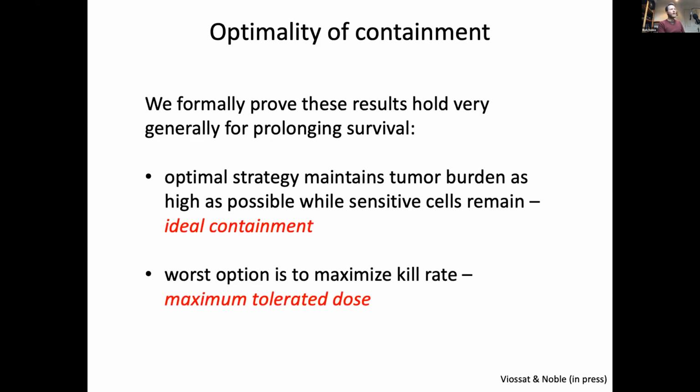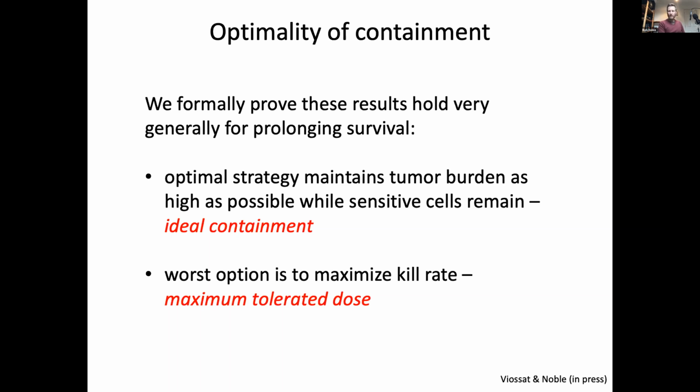So what we formally prove is that if you start off with this very simple general model under those main assumptions that I've outlined, then these 2 results hold very generally in terms of prolonging survival, under any of those 3 definitions of prolonging survival. So firstly, the optimal strategy is the one that maintains tumor burden as high as you possibly can, as long as sensitive cells remain. And we call this ideal containment.